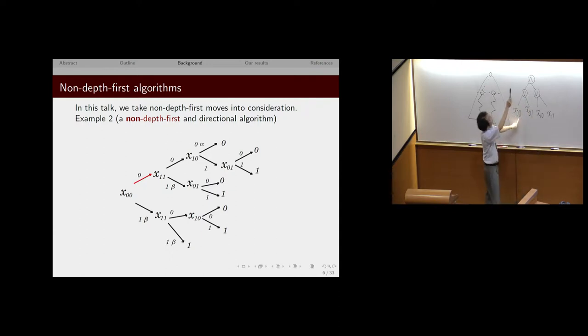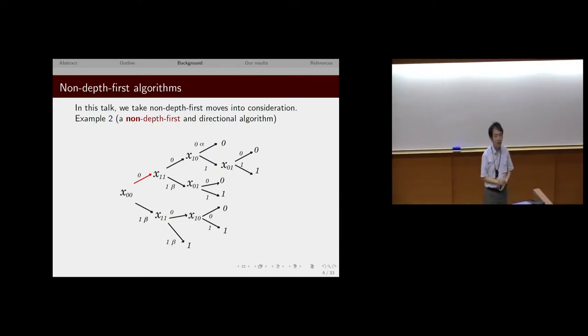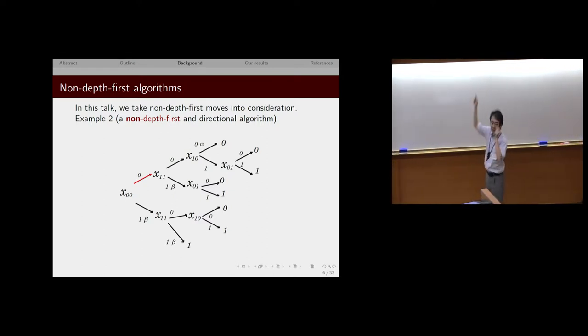On the other hand, if x00 is 1, then we know that this is 1. So we don't have to probe this one. The algorithm probes x11. This is not a non-depth-first move. This is just a beta cut. This is an example of a non-depth-first and directional algorithm. Directional means that in any path, the order of probing the leaves is consistent.